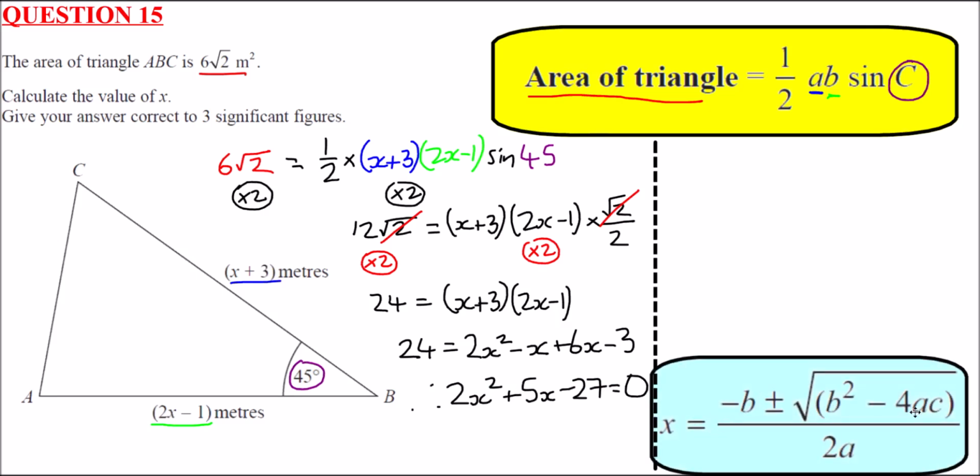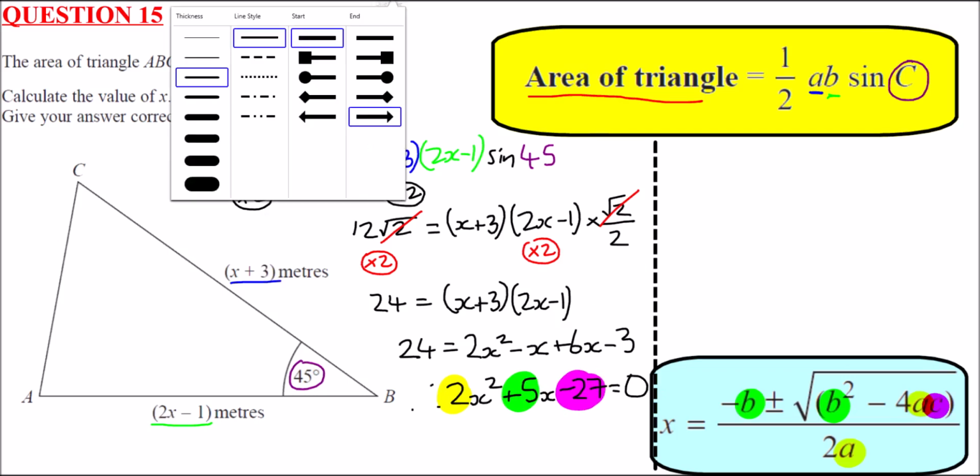x equals minus b plus or minus the square root of b squared minus 4ac, divided by 2a. So a is the coefficient of the x squared. b is the coefficient of the x, which is our plus 5. And the c term is the constant number on its own, which for us is minus 27.